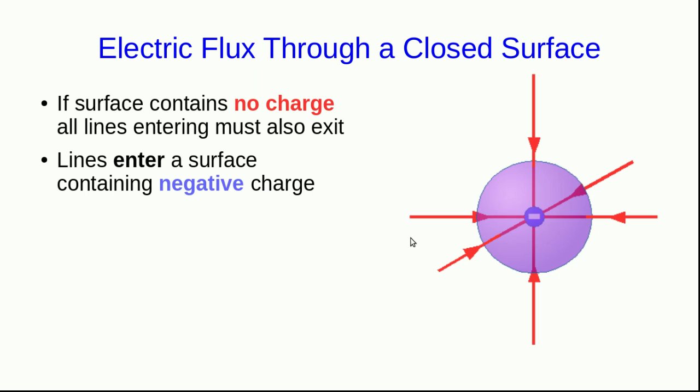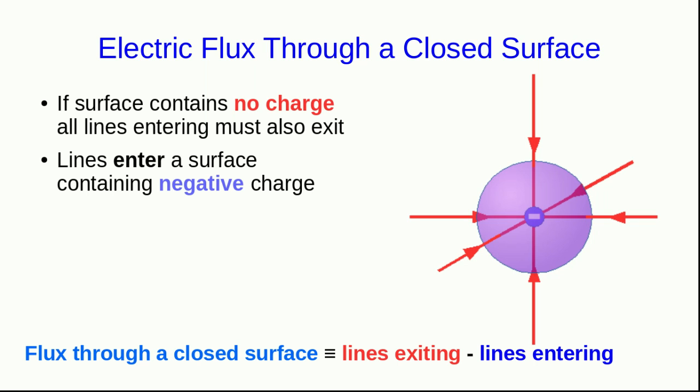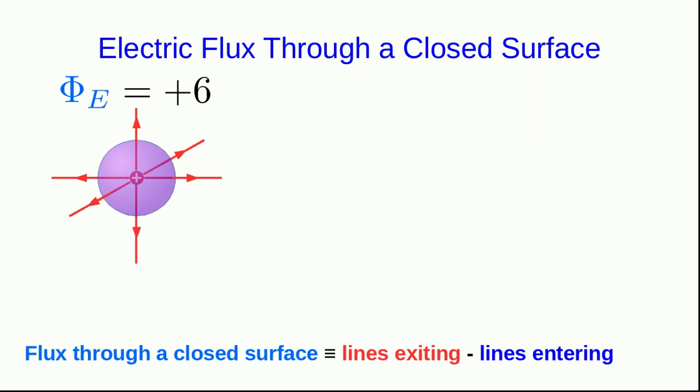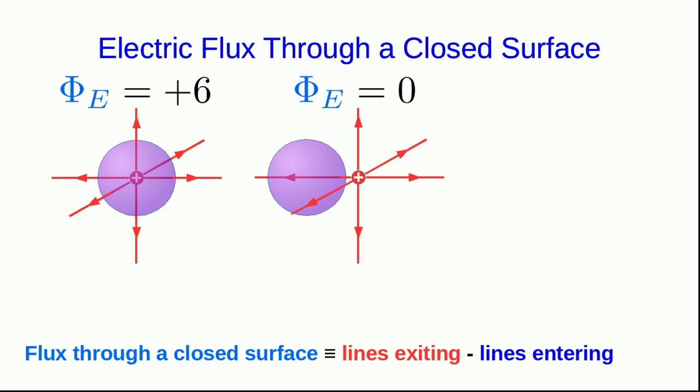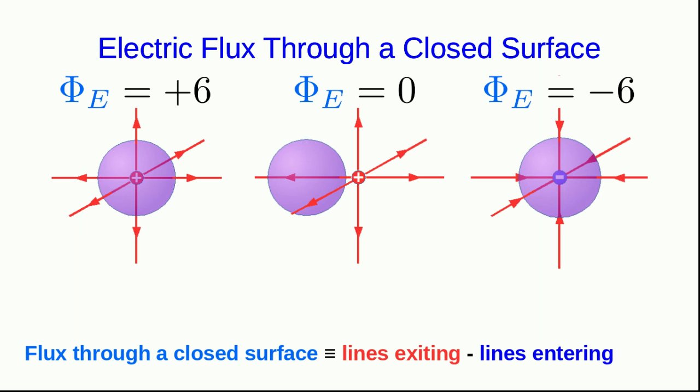Because lines can enter and exit surfaces, and the two situations are somewhat different, it's convenient to define the flux through a closed surface as the number of lines exiting minus the number of lines entering the surface. So with that definition, now you can see that in this picture with the positive charge inside the surface, the electric flux through it is +6. Whereas for this case, where there was 0 charge inside the surface, the flux is 0. And for this case, with the negative charge inside, the flux is -6.